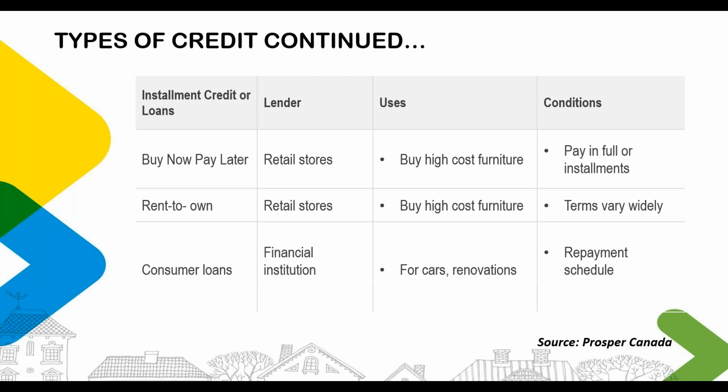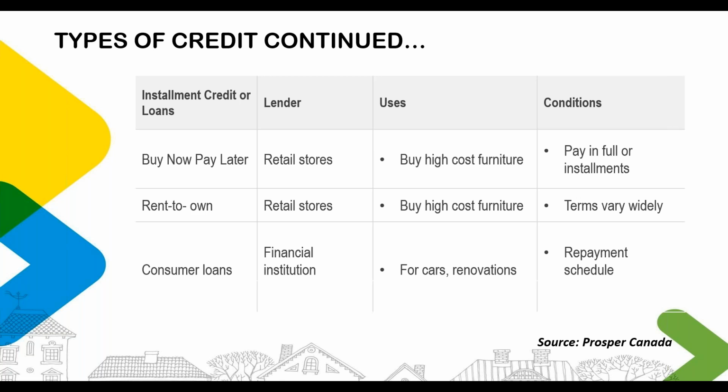These rent-to-own loans are provided by the retail store, and you will be able to purchase the item at a higher cost and pay for it in installments. The terms and conditions vary from store to store. There's also what is known as a consumer loan, and these loans are made by financial institutions. They're used to make very large purchases, such as cars or renovations for your home, and you'll receive a lump sum and a set interest rate, and also a repayment schedule, and the rates may vary.